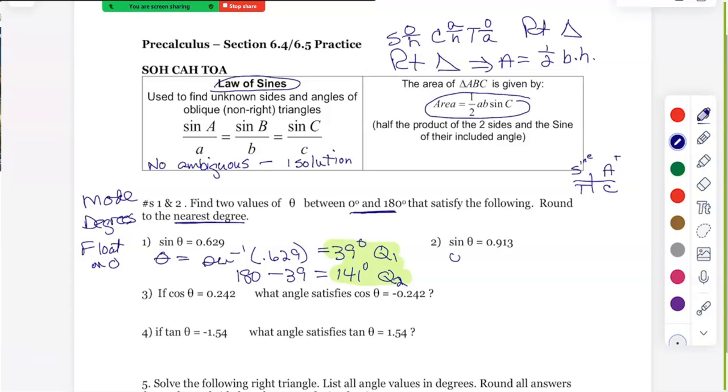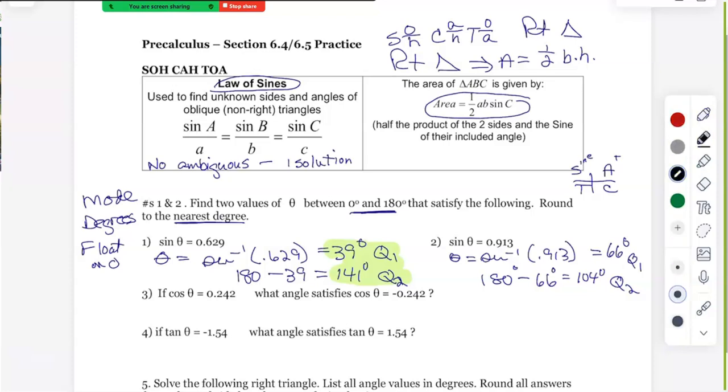Do the same thing. Theta equals sine to the -1 of 0.913. So therefore, theta, when I put that in my calculator, I get a value of 66 degrees. 66 degrees is a quadrant 1 angle. I also have a quadrant 2 angle with the exact same sine value. To get that, I'm going to say 180 minus 66 degrees, and I'm going to get an angle of 114 degrees. So these are the two angles they're looking for.